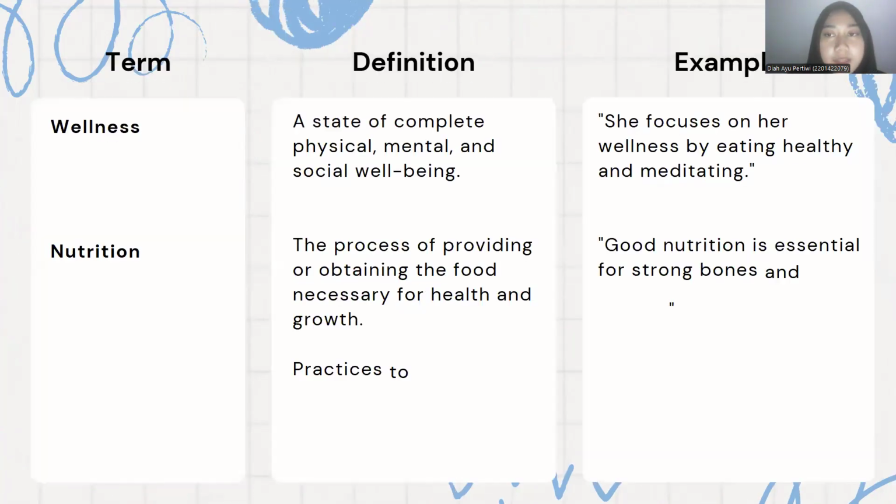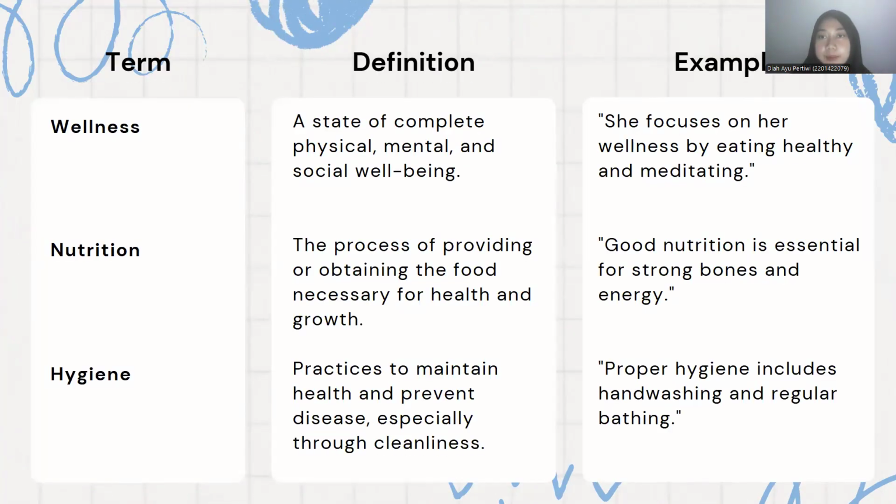So there are term definition and the example from the sentence. So the first term is wellness. It's a state of complete physical, mental, and social well-being. So here the example from the sentence is like, she focuses on her wellness by eating healthy and meditating. Okay, did you understand about the example on the sentence?